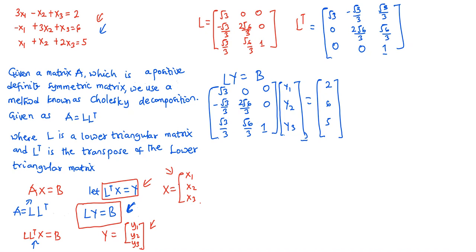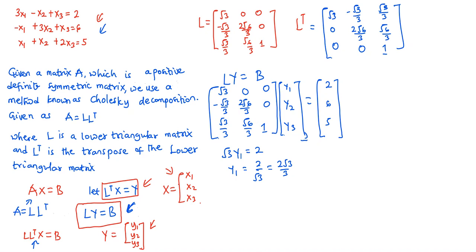Looking at this matrix, you can use forward substitution to solve for y1, y2, and then y3. So the first one is square root of 3 multiplying y1 equal to 2. When we do this, you're going to have y1 equal to 2 over square root of 3, which is the same as 2 root 3 on 3. So that's the value for y1.